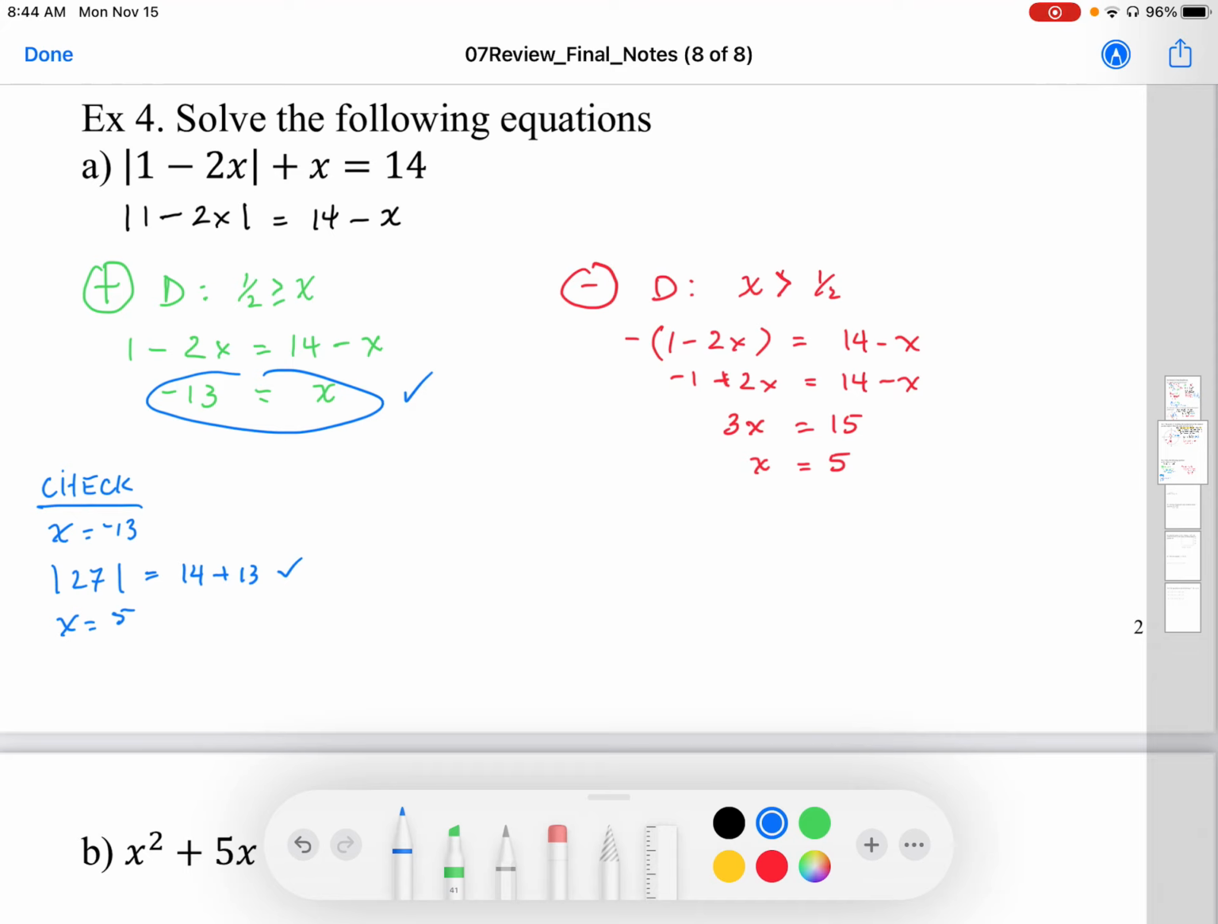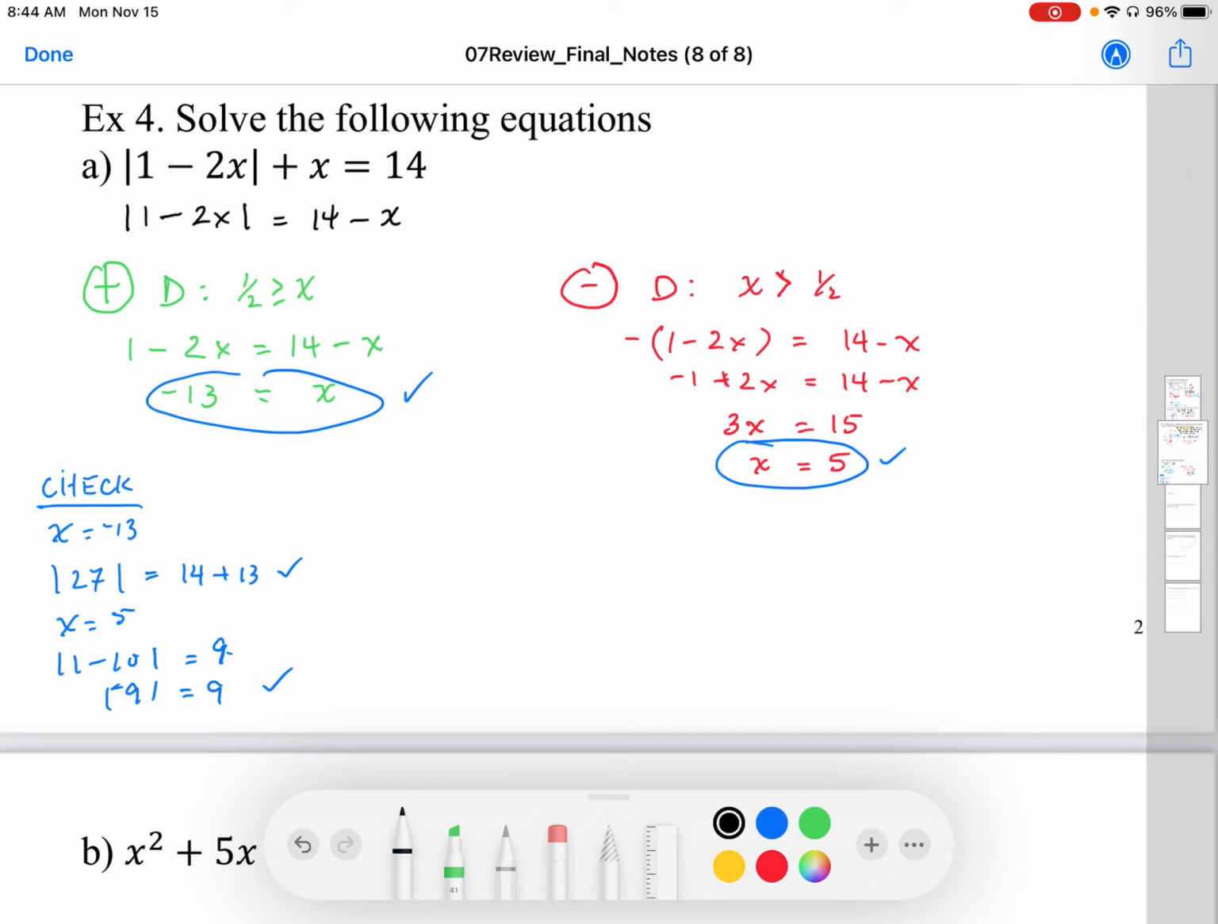We're going to check x equals 5. So we're going to end up with 1 minus 2 times 5 is 10. That's going to be equal to 14 minus 5, which is 9. We get absolute value of negative 9 equal to 9. That also works out. So that passes our check as well. Okay, so those are our solutions.